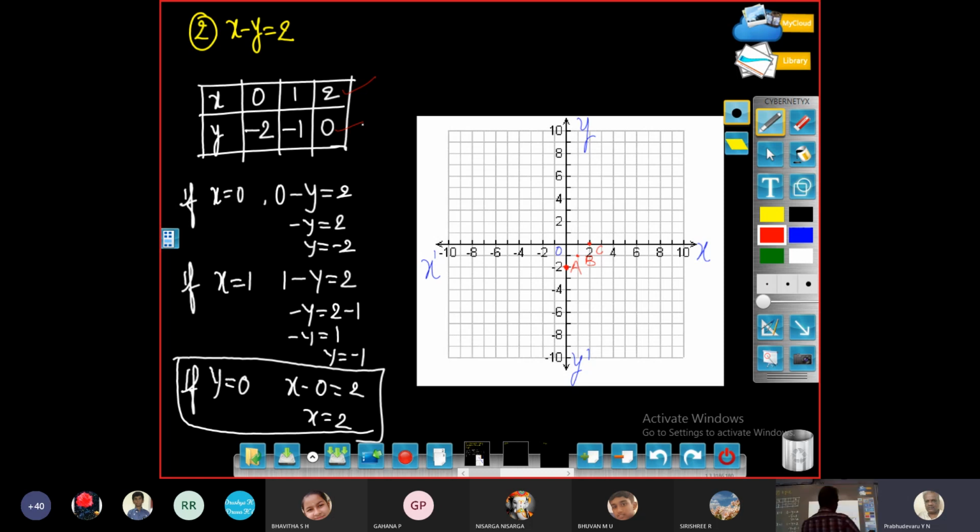So now draw the line passing through these points, and write down the equation on this line. This is x minus y is equal to 2. This is the name of this equation. x minus y is equal to 2. Is it clear? Yes, sir.